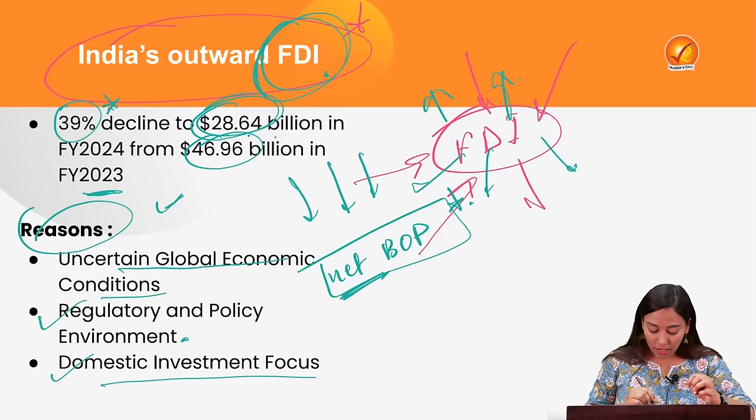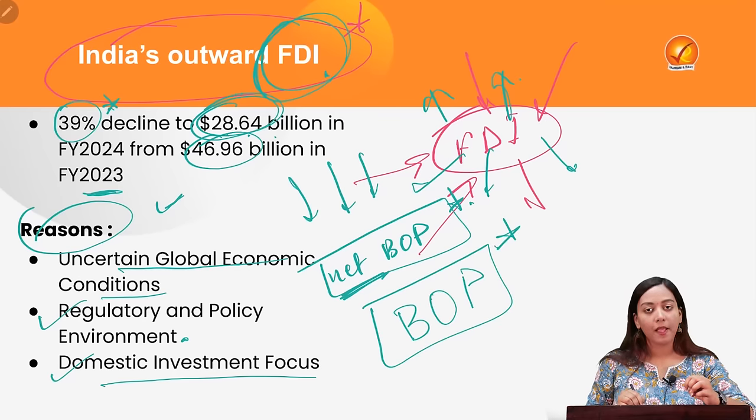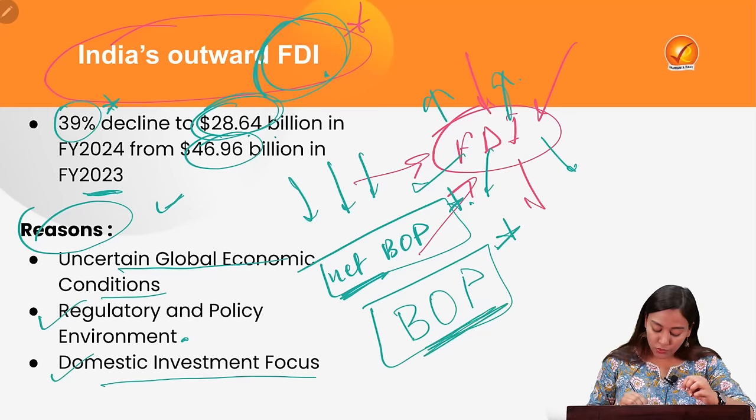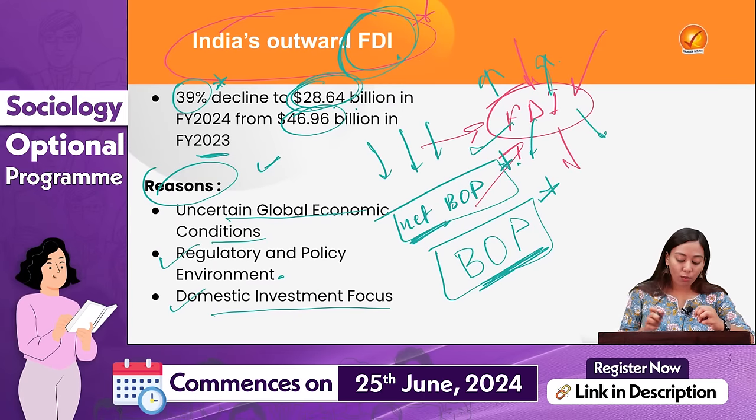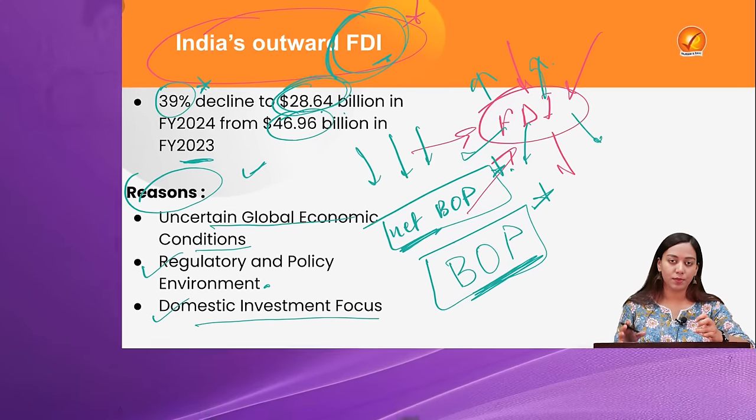To understand this, we have to look into the chapter of balance of payment. So this is homework for you: read the entire basics of balance of payment. How many accounts do we have? The current account, the capital account. Outward FDI forms a part of which account? This is homework for you. So please ensure that you do it for better conceptual clarity.